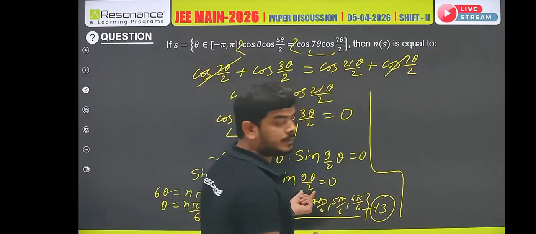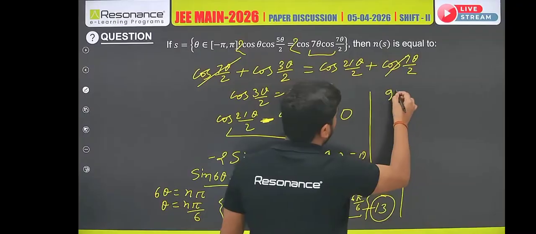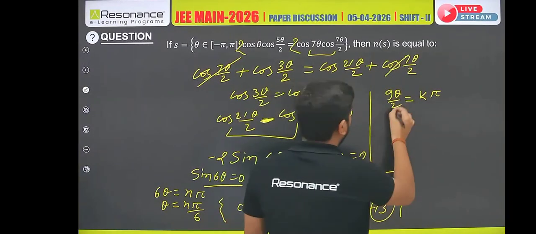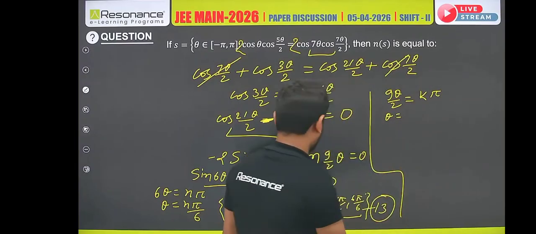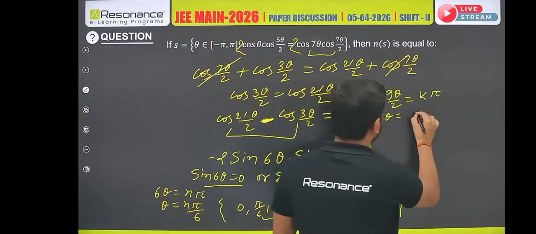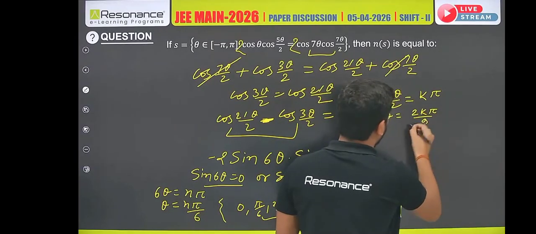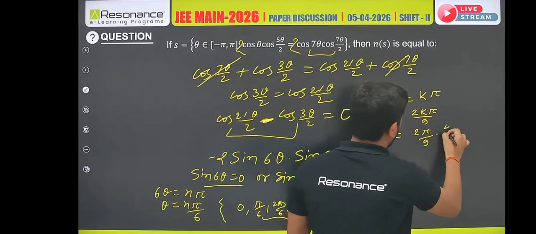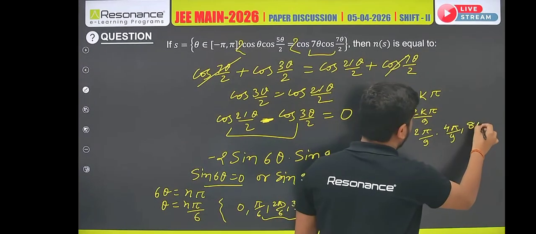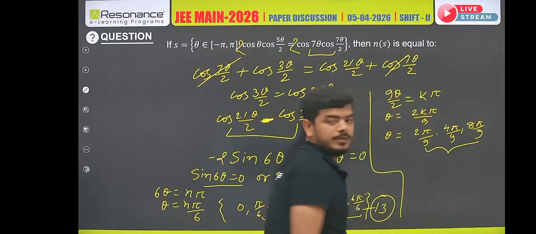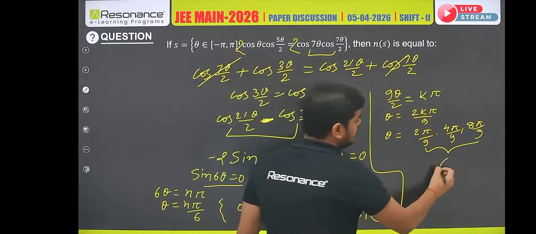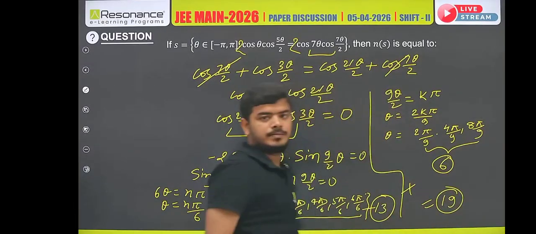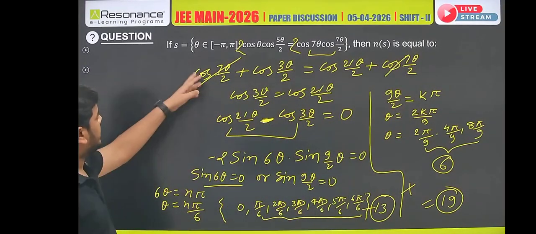Now second, sin 9θ/2 is also 0. That means 9θ/2 is equal to kπ, where k is an integer. So θ will become 2kπ/9. So you will get θ equal to 2π/9, 4π/9, 8π/9. So 3 positive and 3 negative, so total 6. So 13 plus 6, total 19 elements are possible in this set.